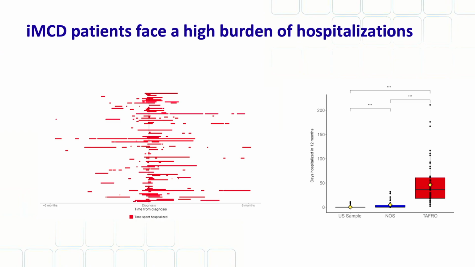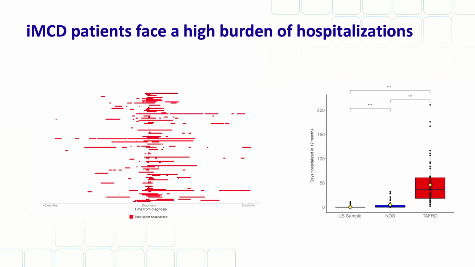And then you can see there's some people at the top, the overachievers up there, that are closing in on almost the whole year around the time of diagnosis hospitalized. And so the big takeaway here is TAFRO patients will spend weeks and weeks and weeks hospitalized around their diagnosis. NOS patients will spend less time hospitalized, but still very significant time in the hospital.